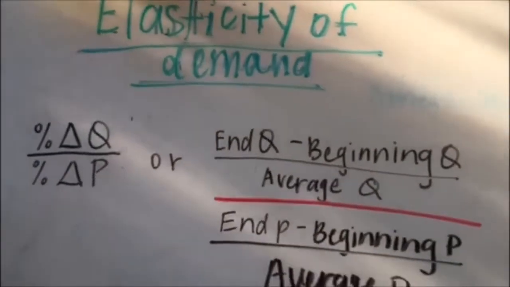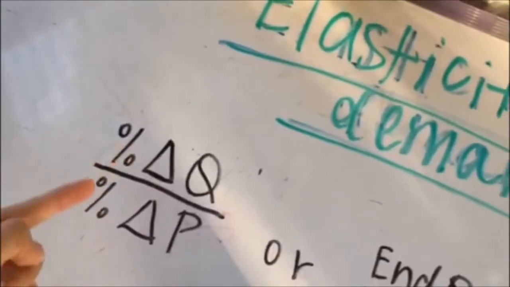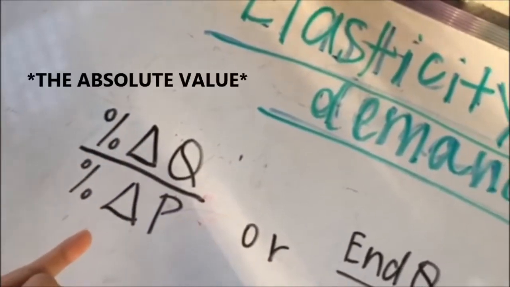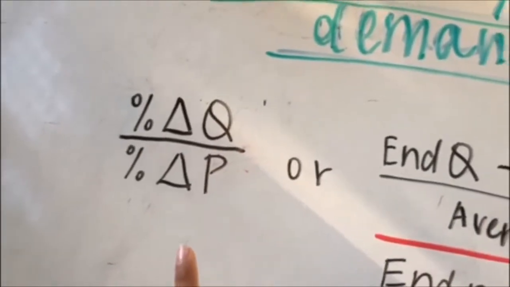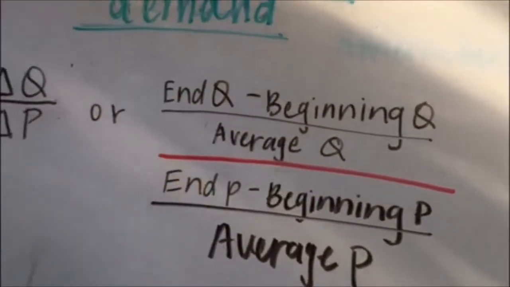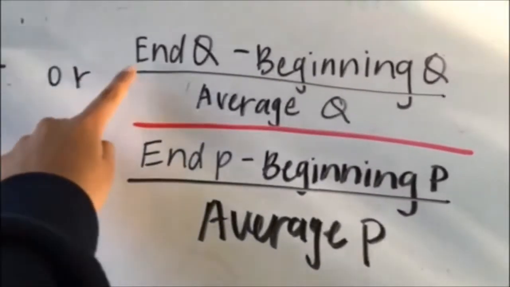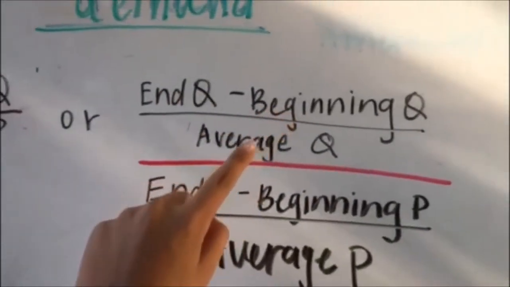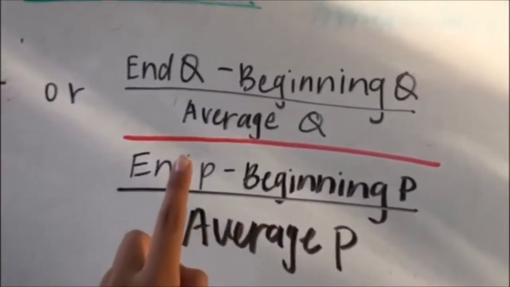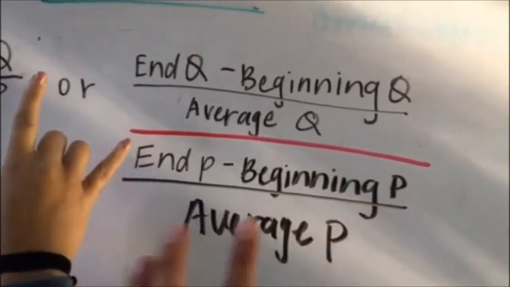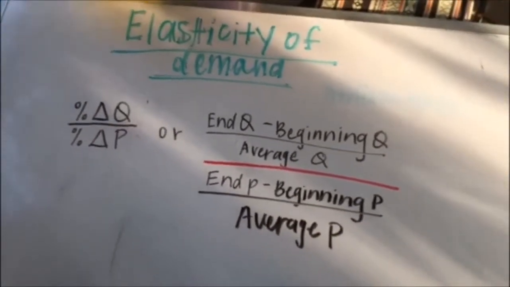So this is the equation of elasticity of demand. Percent change in quantity over percent change in price. And if you can't remember that, remember quarter pounder, like as in McDonald's. And then over here, it's the same thing, just written out. So you start with the end quantity minus the beginning quantity over the average quantity, and all of that over the end price minus the beginning price over the average price. And that will give you the elasticity.